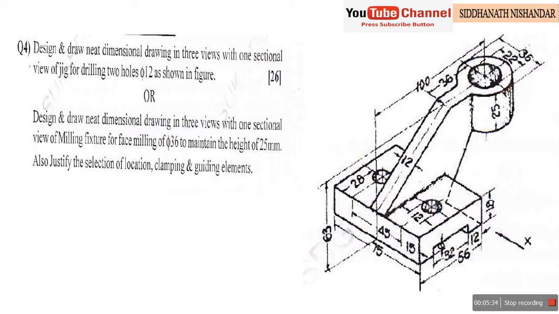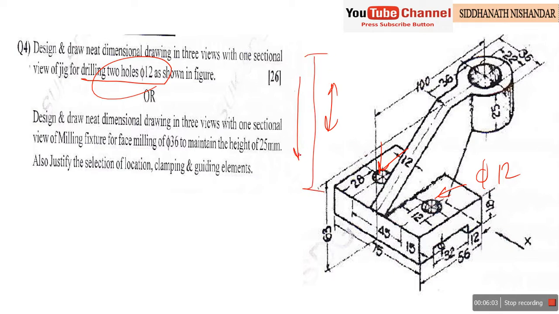Design and draw a dimensional drawing, three views with one sectional view, of a jig for drilling two holes for a tail. We develop a jig body for these tail holes. If I take loading and unloading vertical, then this length is very large. Even if we use an extra extended long bush, it is again difficult to guide the tool along its length.